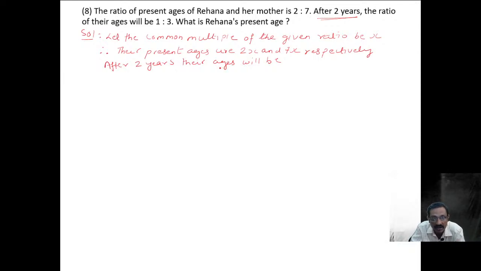Suppose I am 10 years old now. After 2 years, how much will I be? 10 plus 2, that means I'll be 12 years old. Similarly here, after 2 years, their ages will be 2x plus 2 and 7x plus 2.